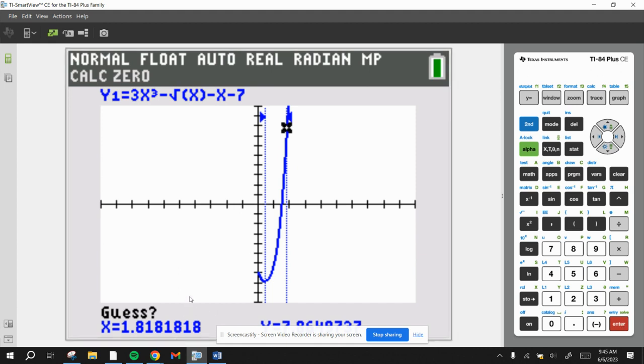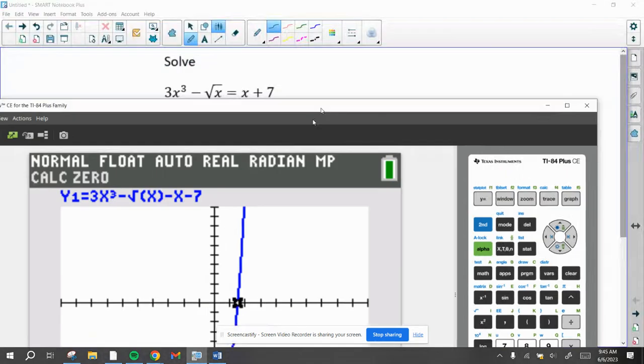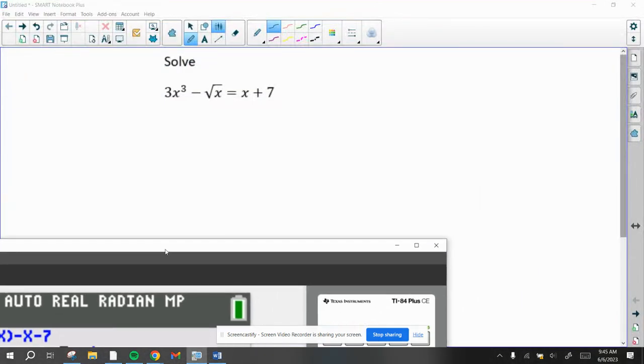And then it will ask for a guess. If you went left and right correctly, the guess doesn't really matter. Just hit enter. And it will jump to that 0, and it will tell you the 0 is 1.478423. So I'm going to say 1.478 approximately. And I'm done.